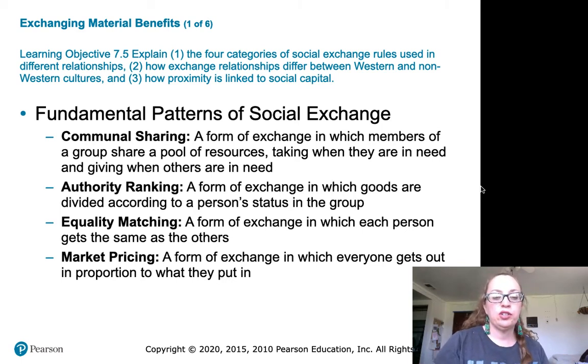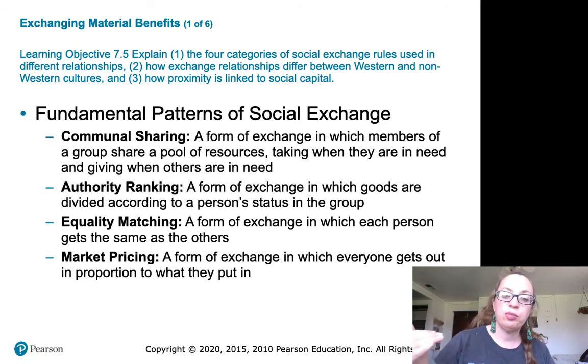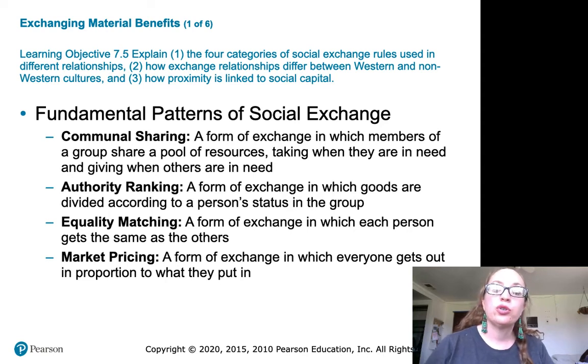But usually communism, not usually, every time, communism fails and turns into authority ranking, where there's certain elite people who rise to the top. And so authority ranking is a form of exchange in which goods are divided according to a person's status in the group. So if you are high ranking, you get more simply because of your status in the group.